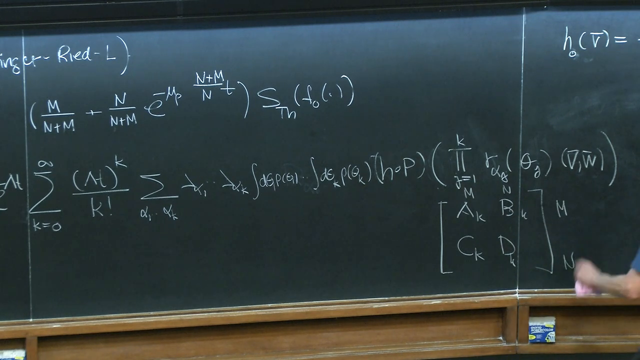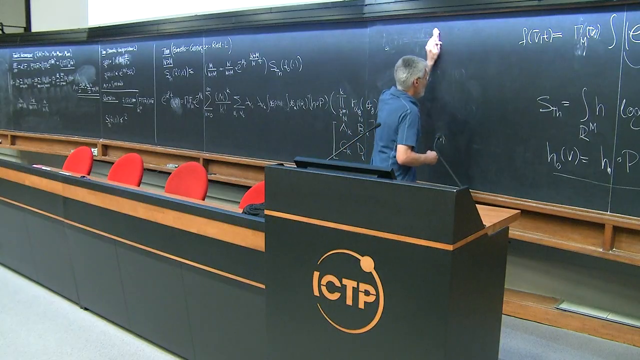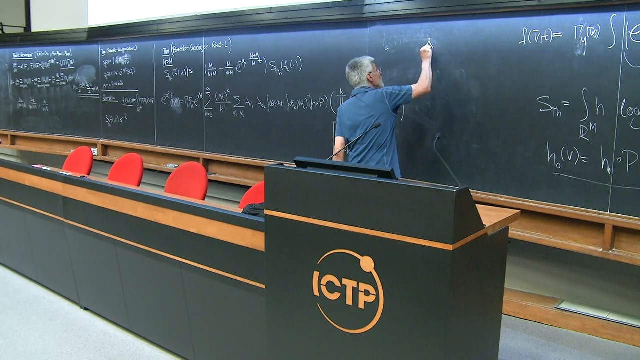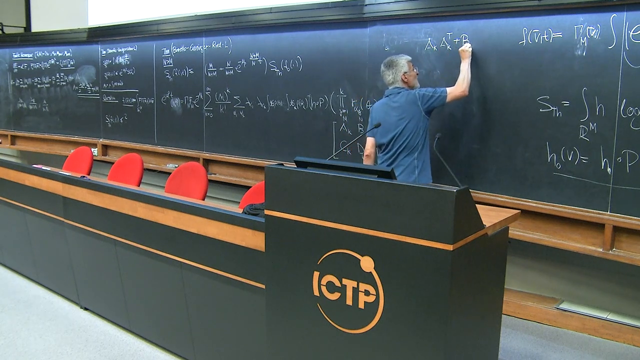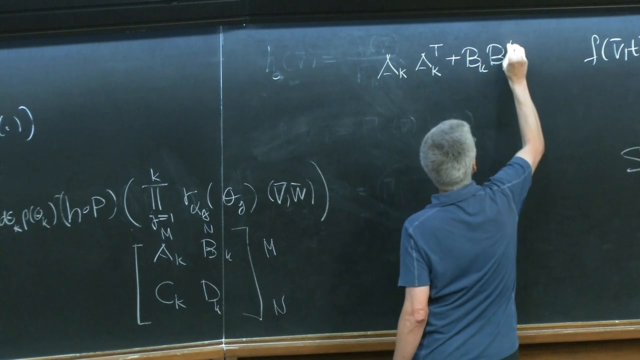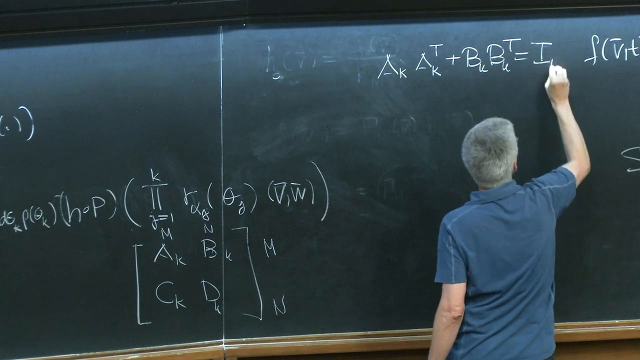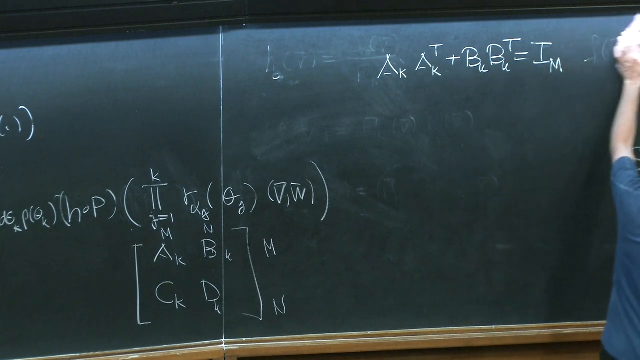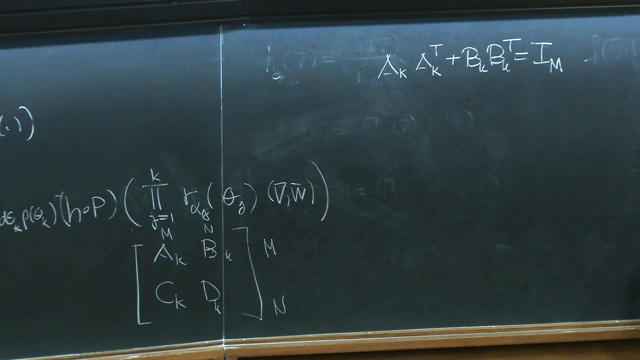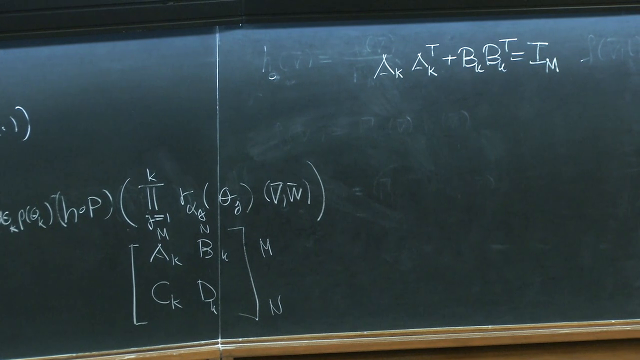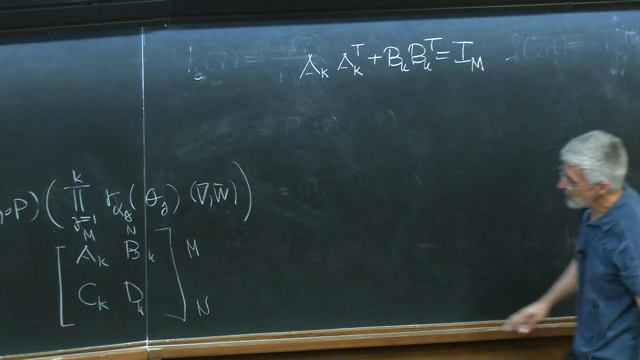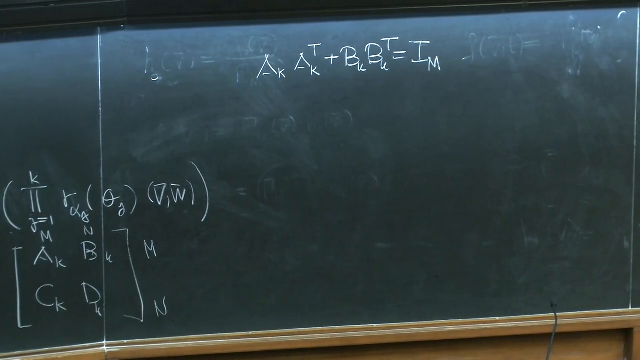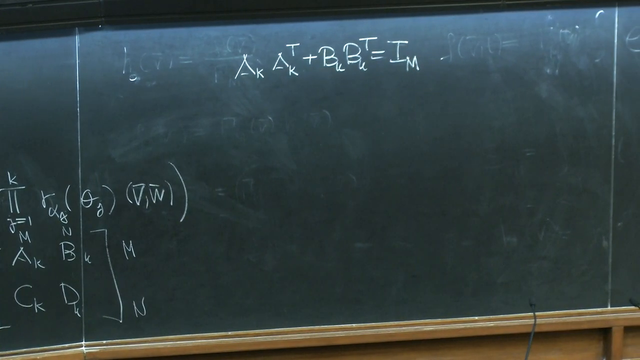So what you notice is that A_k A_k transposed plus B_k B_k transposed must be the identity in m dimensions. I mean, everybody knows that, right? That's essentially the definition of a rotation. And about the other terms, actually I don't care. I just ignore them, okay? Good. Now notice, by the way, that B is not a simple matrix, right?